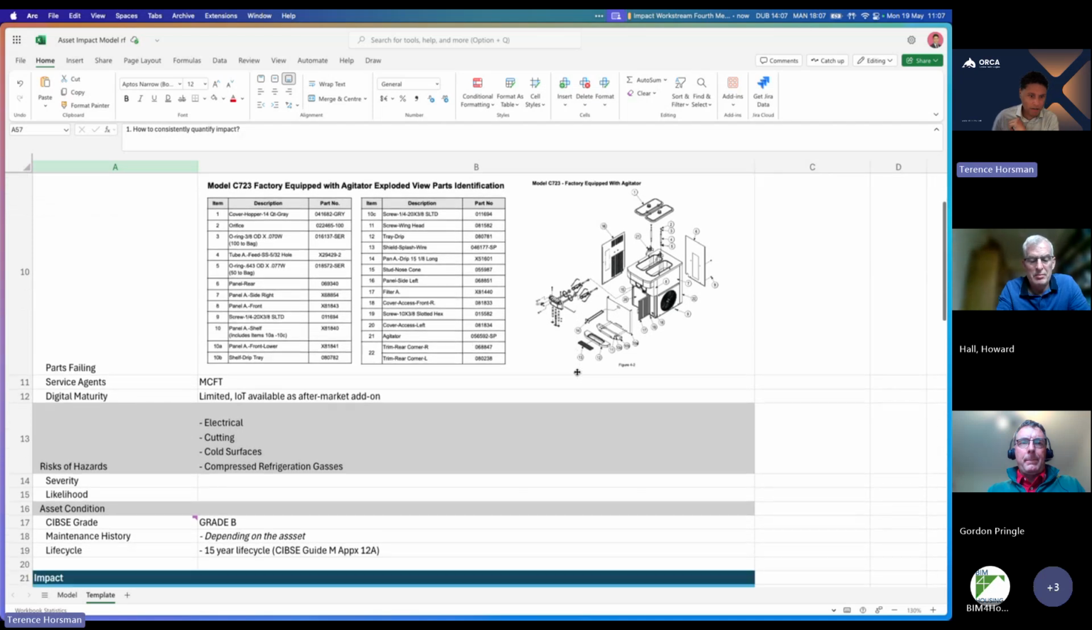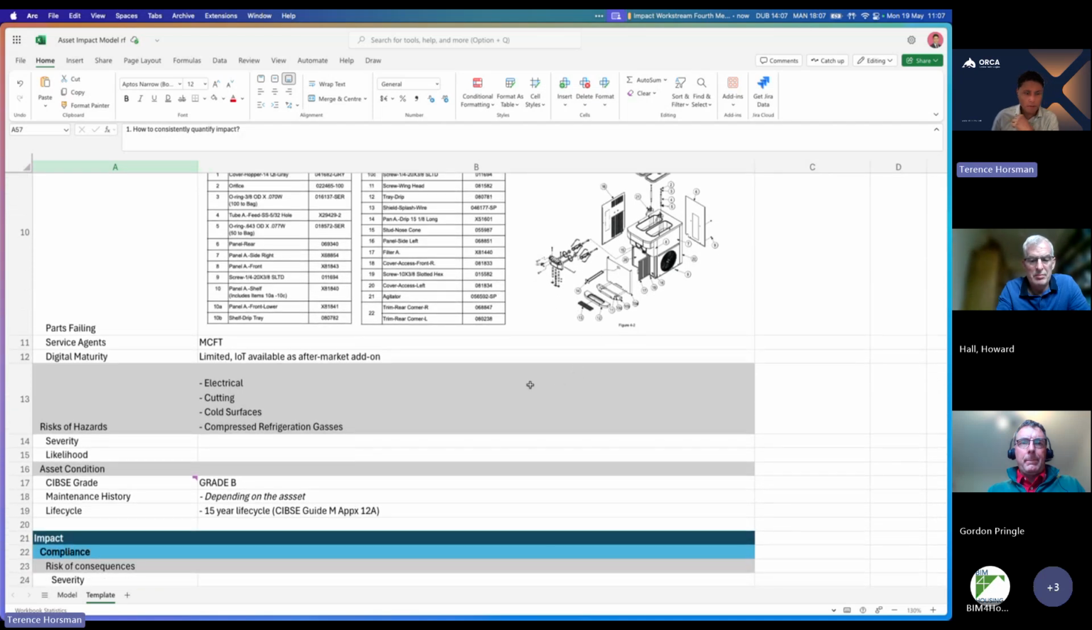Service agent is MCFT at the moment. Digital maturity is interesting. This also raised a question with me whether we need to create some form of scale to rank digital maturity. But in this case, it's fairly limited. There are IoT upgrades available for these type of machines where you can monitor performance, energy consumption, downtime directly from the asset itself. But that's not something that comes out of the box. There are aftermarket add-ons.